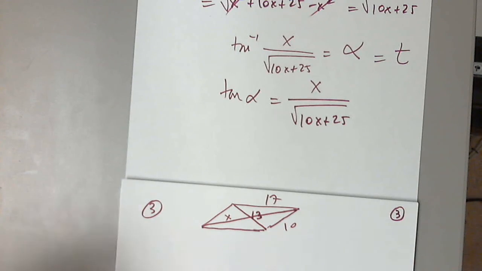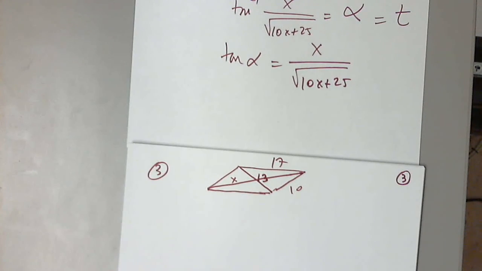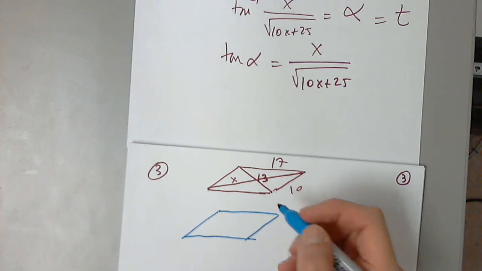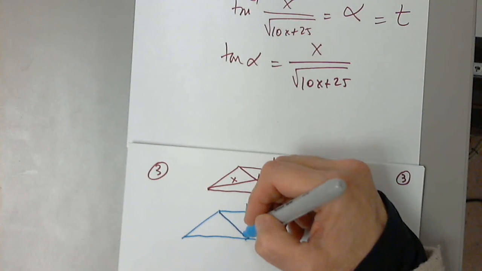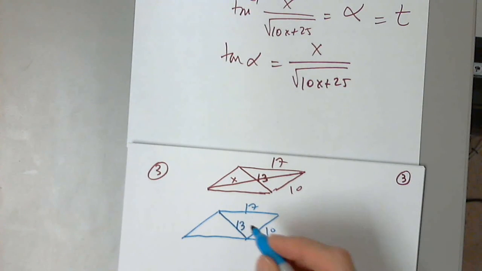Okay, so let's see how we address this. So for now, I'm going to copy it one more time. So we know that this is 17, we know that this is 10, and we know that this piece is 13.